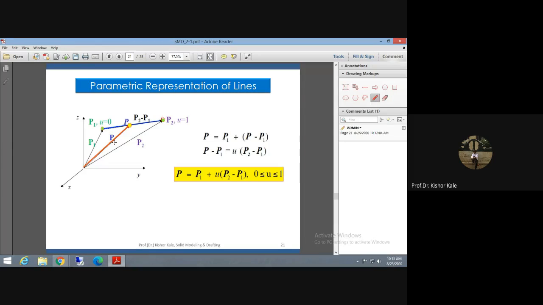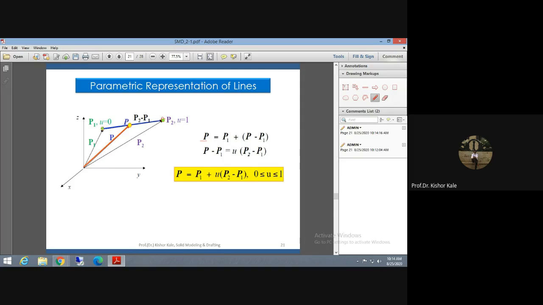Now we assume that point P is there, on the line from P1 to P2. Now we want to express this point P not in terms of the Cartesian coordinate system, X, Y, Z, where you could calculate it, but in terms of the parametric form. Now, when we write in this parametric form, we will write this P.